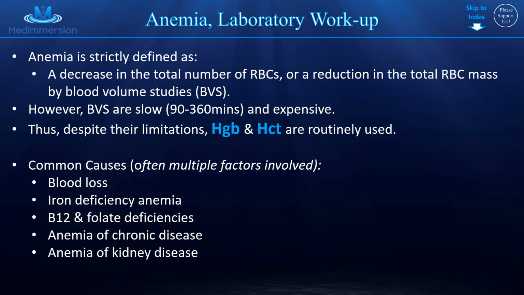So what the heck is anemia? Well, strictly defined, it is a decrease in the total number of red blood cells or a reduction in the total red blood cell mass compared to what's normal by blood volume studies. However, a blood volume study is slow and expensive, so what you're going to see in practical use is you're going to get a CBC and you're going to look at the hemoglobin and the hematocrit.